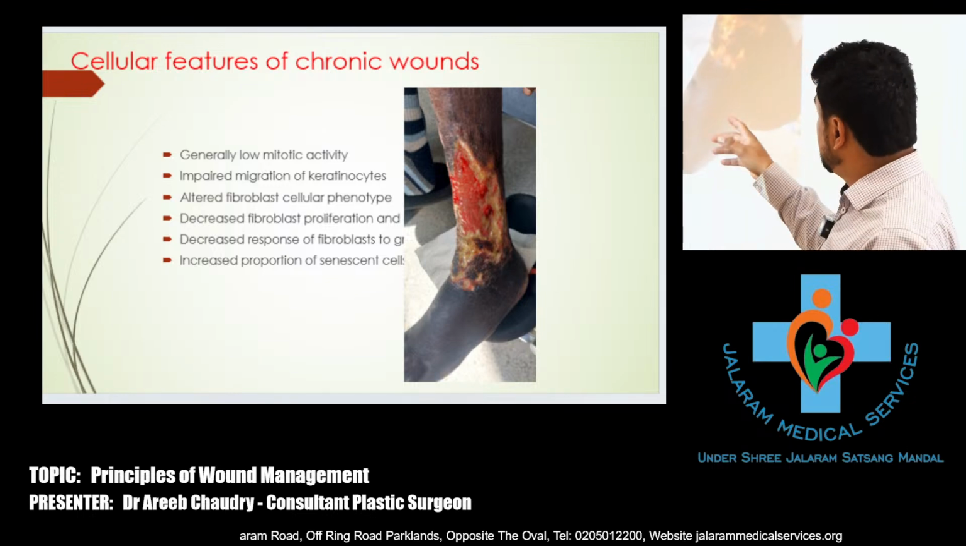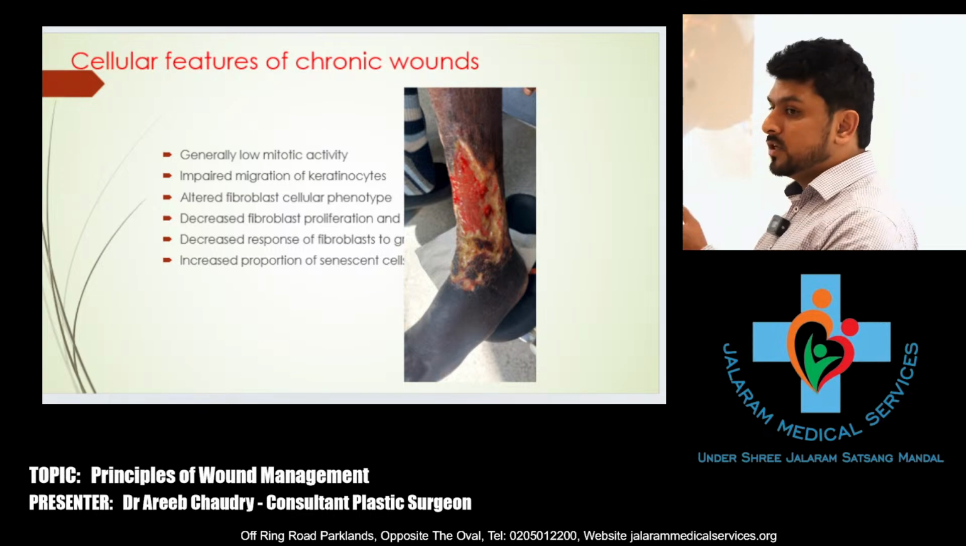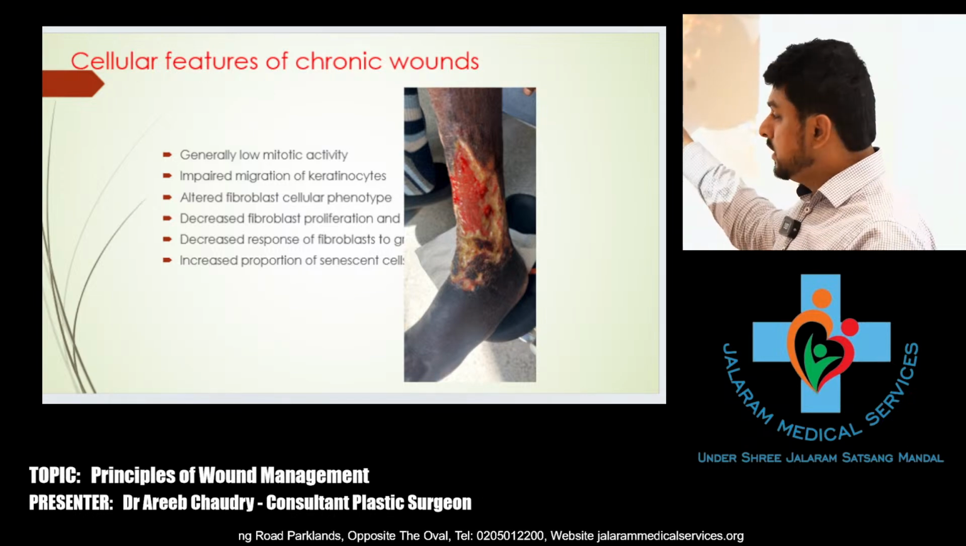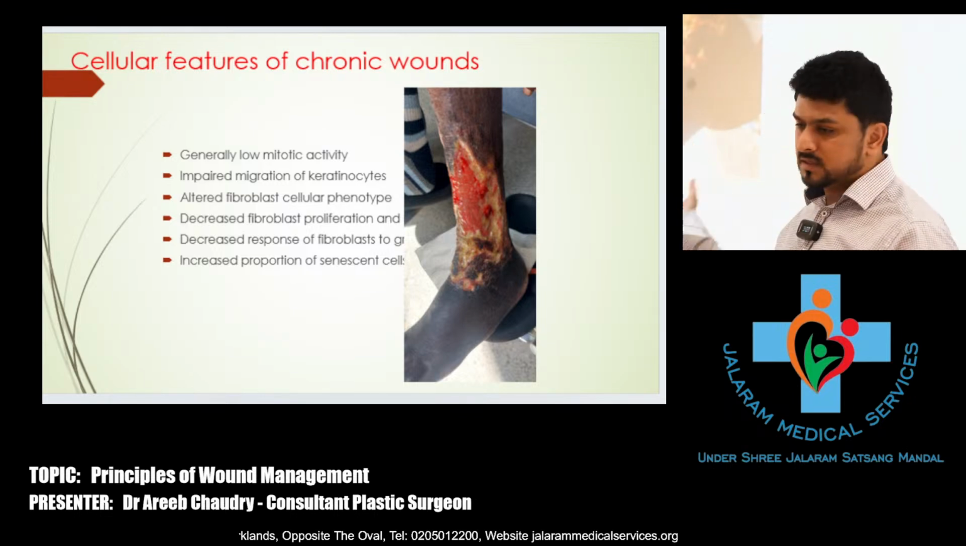You have decreased fibroblasts. Fibroblasts are the builders. That's the cement. They give the granulation. That thing we always call granulation comes from fibroblasts. And then again, there is an impaired response of fibroblasts, and the senescent cells as well.